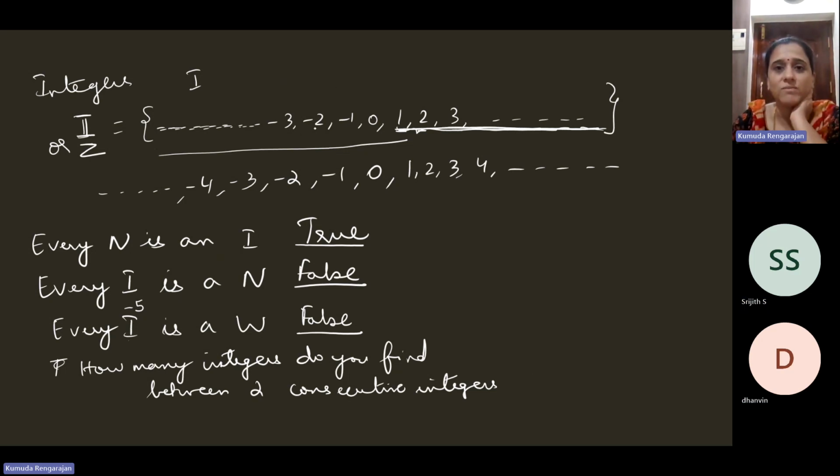Take two consecutive integers, -2 and -3. There is no integer between them. The number immediately smaller than 0 is -1. Smaller than that is -2. Smaller than that is -3. There is nothing between -2 and -3. There are rational numbers, there are fractions between -2 and -3, but there is no integer.